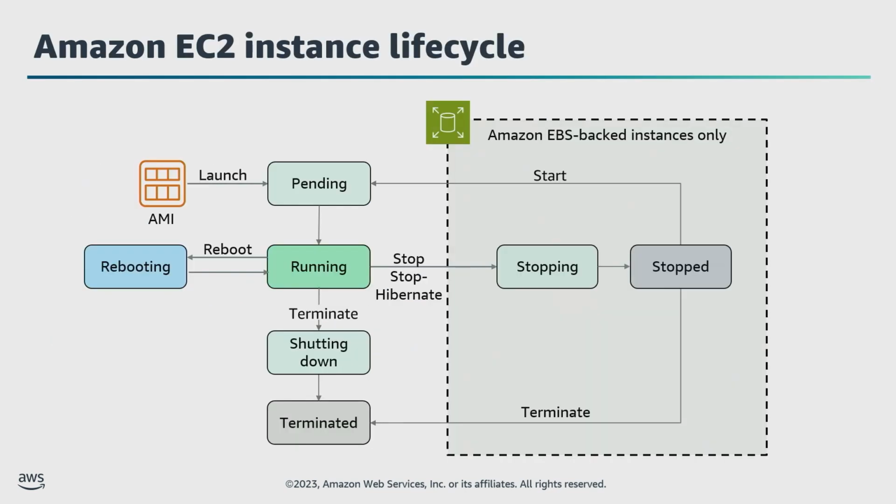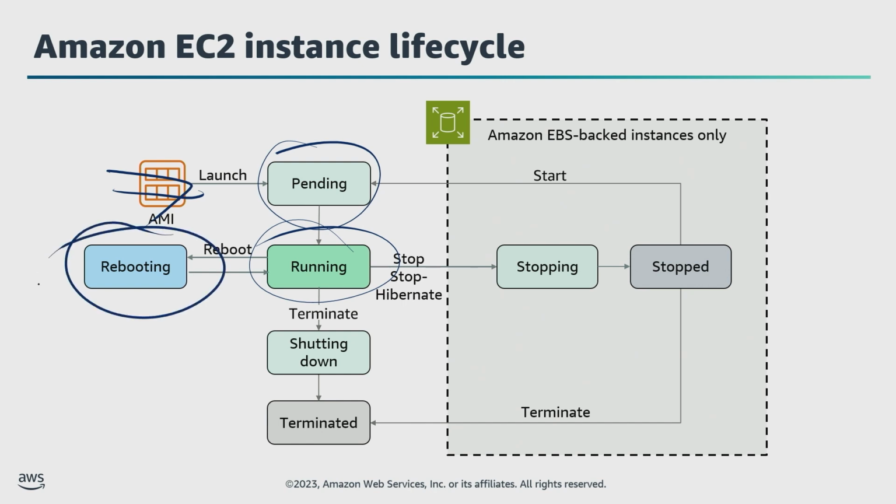This diagram shows the EC2 instance lifecycle. When you launch an instance from an AMI, it enters a pending state. The instance is being provisioned and is booting on a host computer. When the instance is ready, it enters the running state. At this point, you can connect to it over the internet and start to use it. You can initiate a reboot of a running instance, and it will enter the rebooting state. A rebooted instance stays on the same physical host, maintains the same public name and IP address, and retains data stored on its instance store volumes.